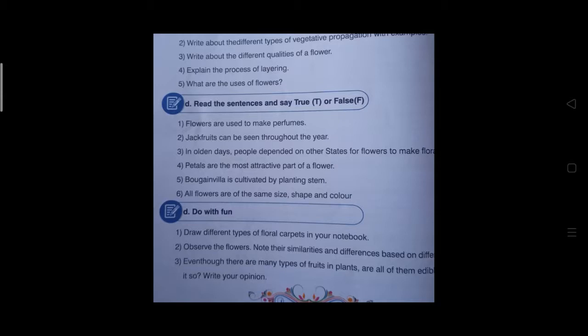In olden days, people depended on other states for flowers to make floral carpet. Petals are the most attractive part of a flower. Bougainvillea is cultivated by planting stem. Bougainvillea is a type of flower, but the leaf will be colored rather than the flower. So it is telling that it is cultivated by the stem cutting method. All flowers are of the same size, shape and color. Try to do it yourself, and we can discuss in the live session.